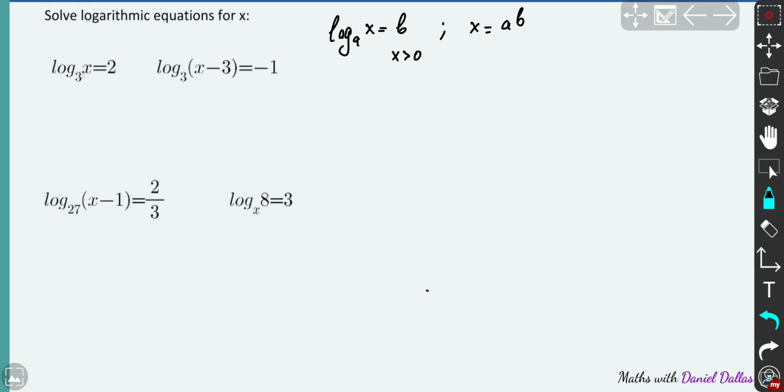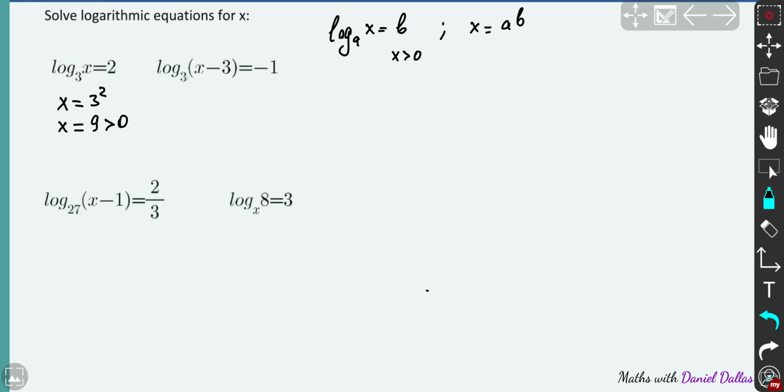So let's get started from the first one, log base 3 of x equals 2, from where you can resolve for x. So just taking 3 raised to the power of 2, and that's the solution for x. So 3 squared, which means that it's 9. As you understand, x is more than 0, so that's why it works.